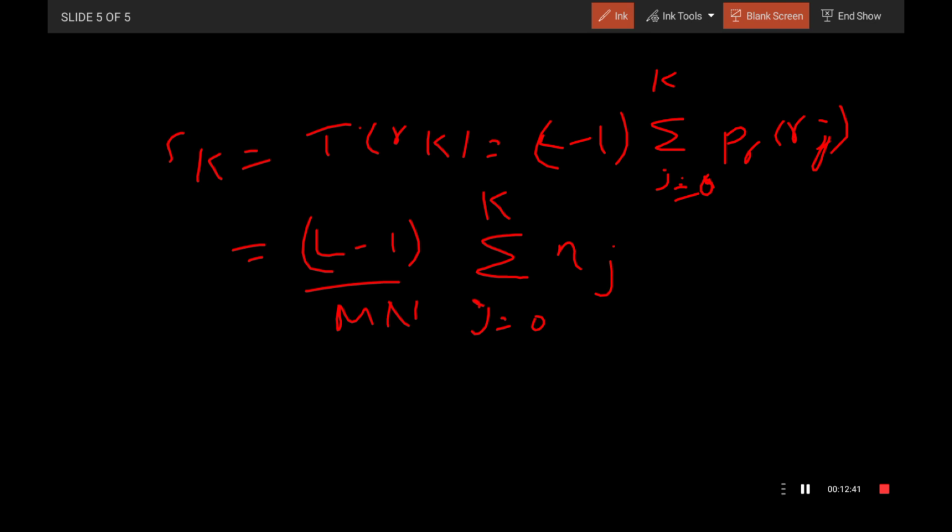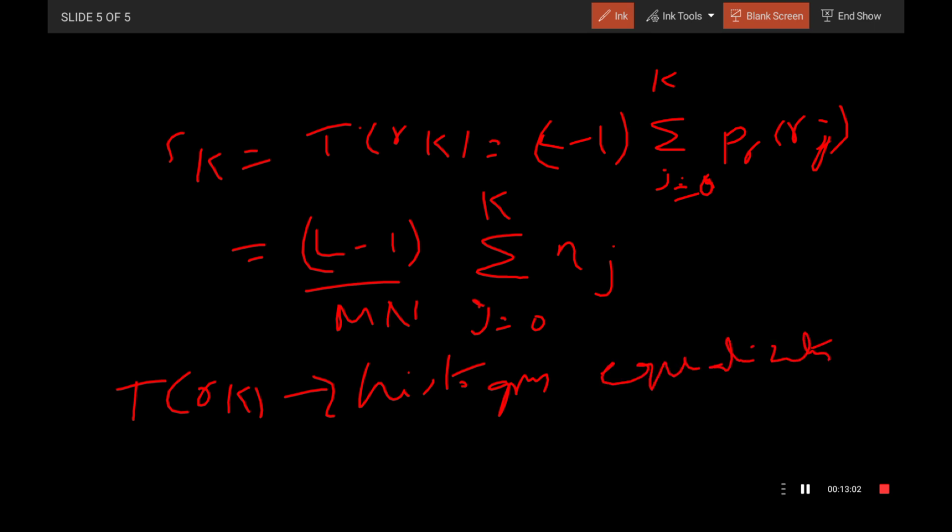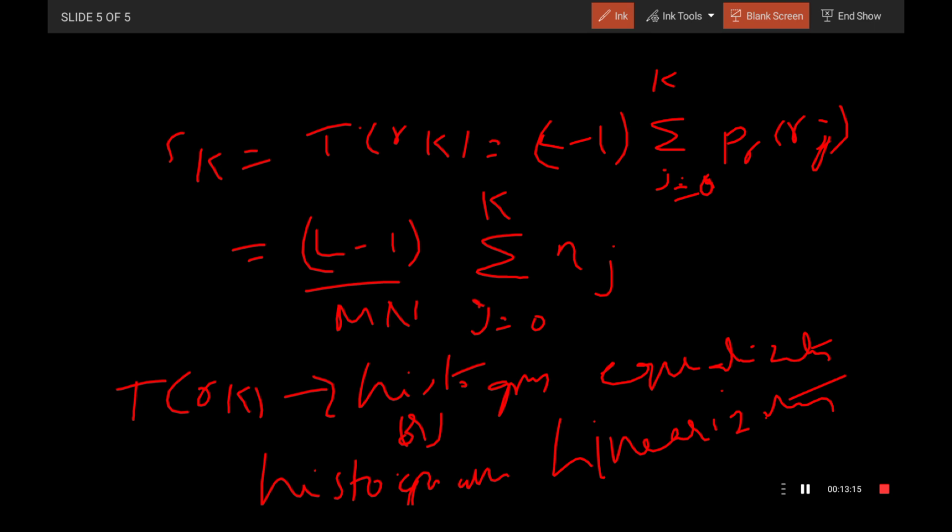So the transfer function TR of RK in this equation is called histogram equalization, or we can also call it histogram linearization. So this is about the histogram equalization concept.